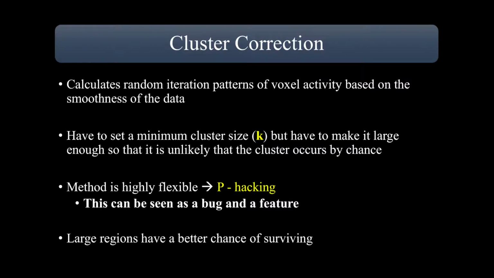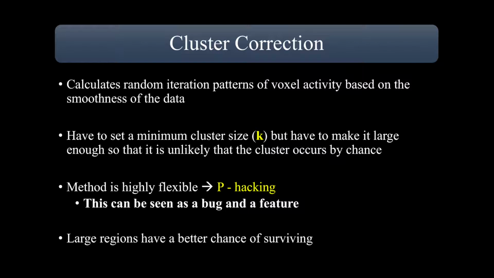Now, let us move on to the third correction we will be demonstrating in this tutorial, the cluster correction. The cluster correction method calculates random iteration patterns or Monte Carlo simulations of voxel activity based on the smoothness of the data. Each iteration gives us a possible cluster size at random. Based on the cluster correction, one can determine the likelihood that a given cluster of voxels would be activated by chance. When using the cluster method, we must set a minimum cluster size, or K value, to be large enough that a cluster of that size is unlikely to occur by chance.